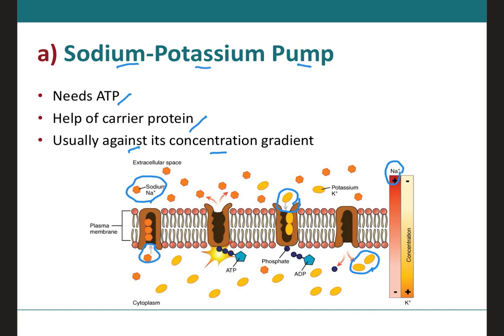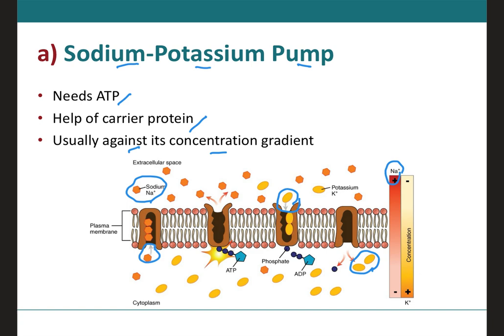And these pumps are going to be particularly abundant in the nerve cells, which are going to be constantly pumping out sodium ions and pulling in potassium ions to maintain an electrical gradient across their cell membrane. So what is an electrical gradient? Well, it's going to be the difference in electrical charge across a space, across the cell membrane.